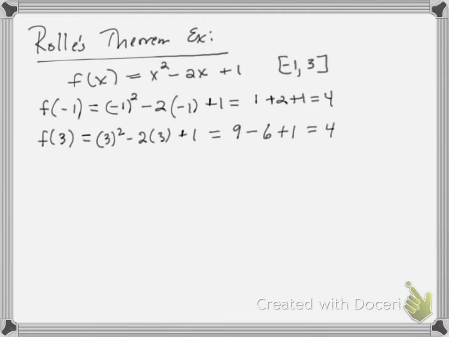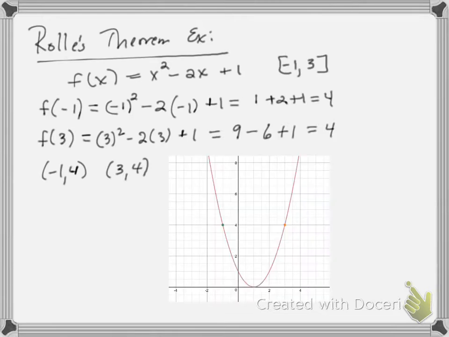So my points are -1, 4 and 3, 4. All right, and I see that the y values are the same. And there's a horizontal line between -1, 4 and 3, 4. I can kind of draw the function. Let me see if I can actually bring the function in. All right, so now we have the graph. So we have at points -1, 4 and 3, 4, a horizontal line between.